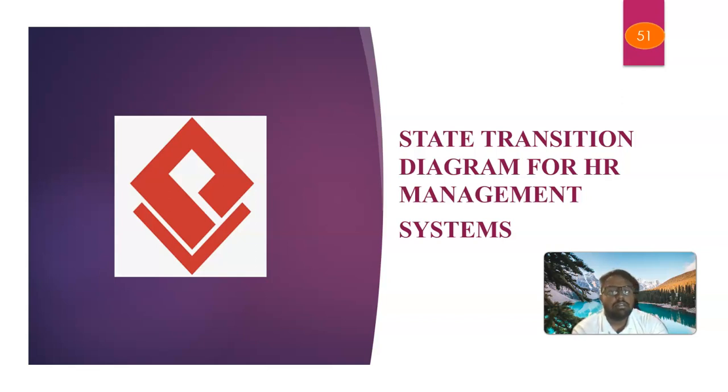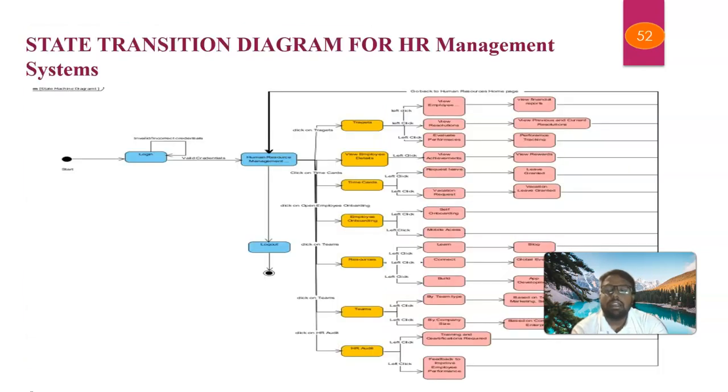Coming to the state transition diagram of HR management systems. A state transition diagram is a graphical representation of a system's behavior. It is used to describe the different states a system can be in and the transitions between those states. And to enter into the system, first we need credentials, and after entering valid credentials, we can access the home tab of the human resource management.